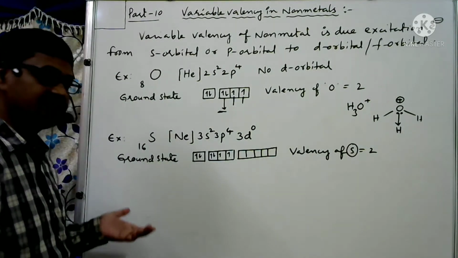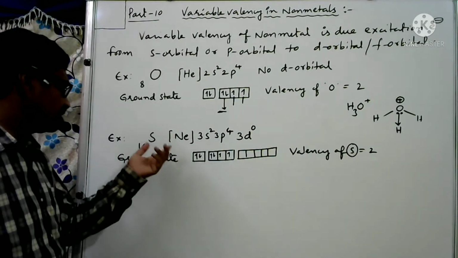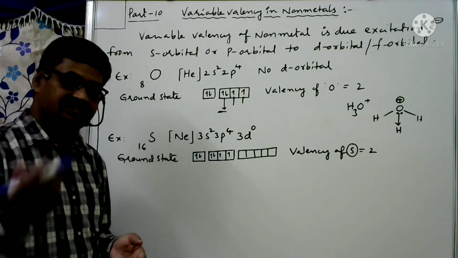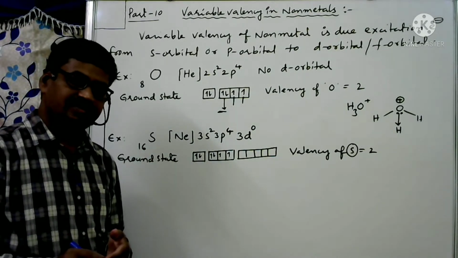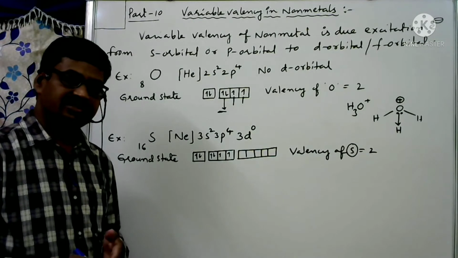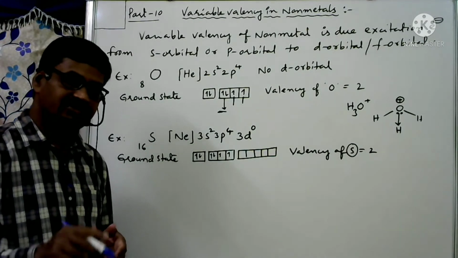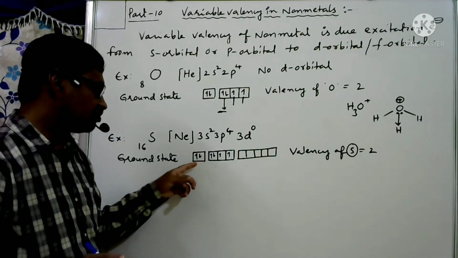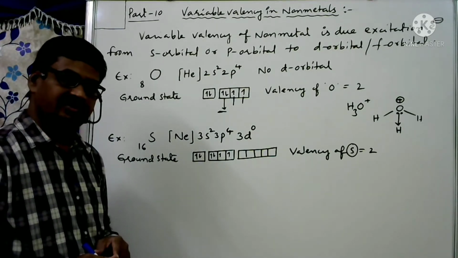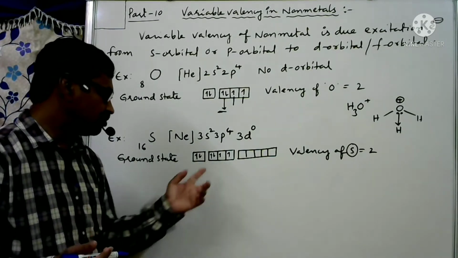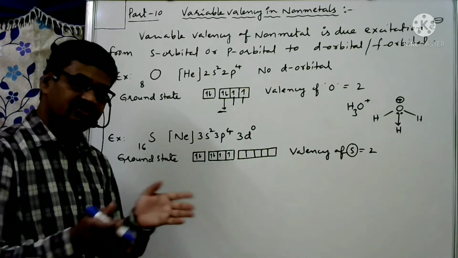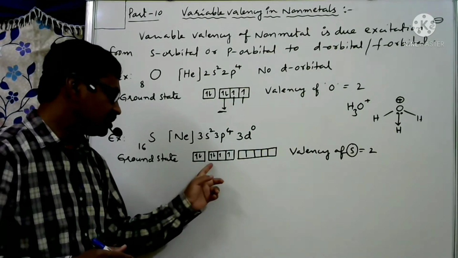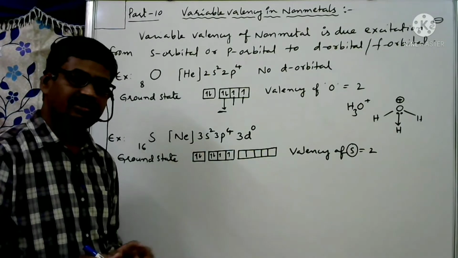But it may participate in different excited states. Whenever this sulfur approaches other species to form a bond, there should be some attraction. Due to that attraction, some energy will be released. That energy is utilized by these electron pairs. So when energy is absorbed by this electron pair, it splits into single electrons. One of the electrons jumps to the d orbital.